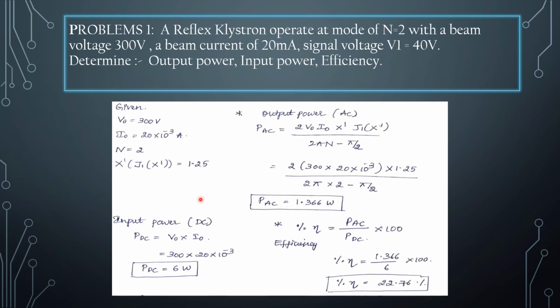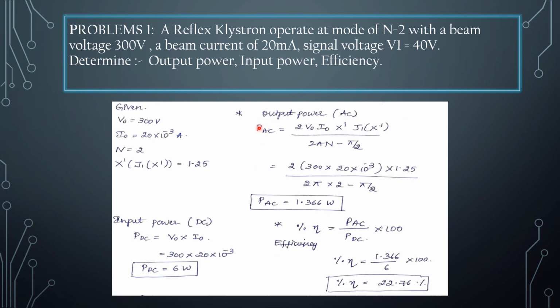So the given terms are V0 300 volts, I0 of 20 into 10 power minus 3 ampere, as we know that micro is nothing but 10 power minus 3, and the mode is given as n equals 2, and the standard value of x bar of J1 of x bar will give the value of 1.25. And first we should determine the output power.